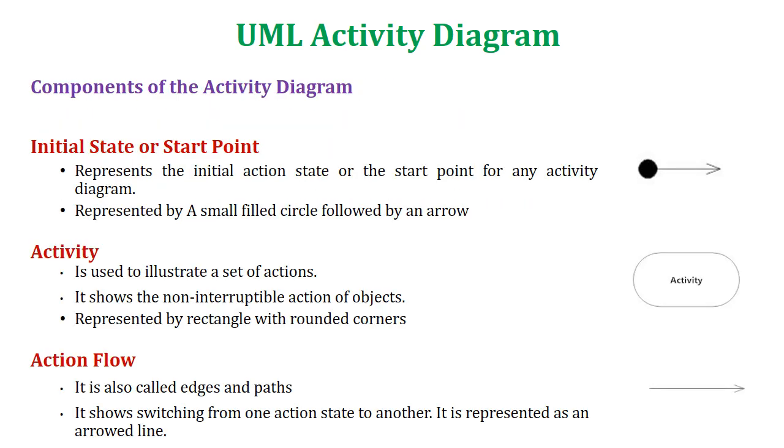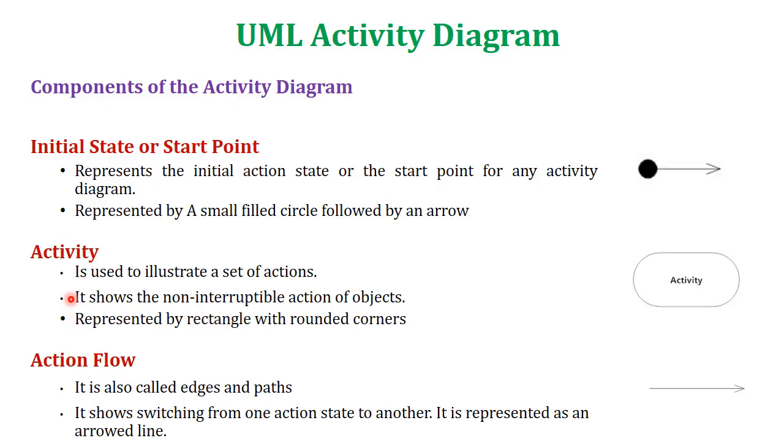Next is the components of the activity diagram. There are different types of components used here. We'll discuss them one by one. First is the initial state or starting point. It represents the initial action state or starting point of the activity. It is represented by a small filled circle followed by an arrow. So see the symbol.